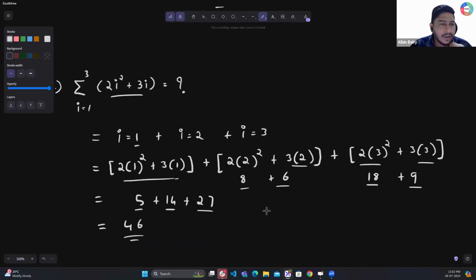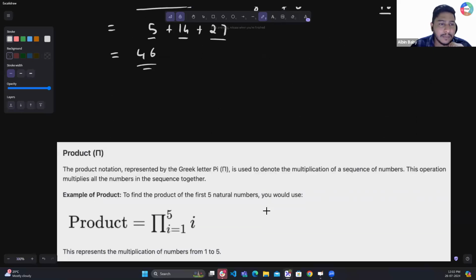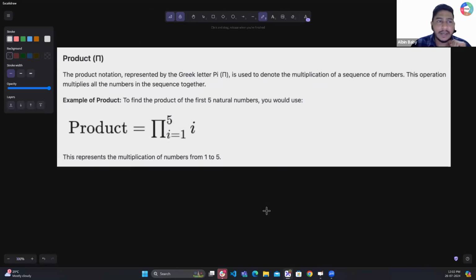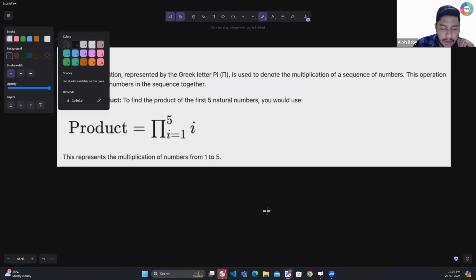All right, cool. Okay, so let's move to the next symbol, that is product. What is the difference between sum and product?